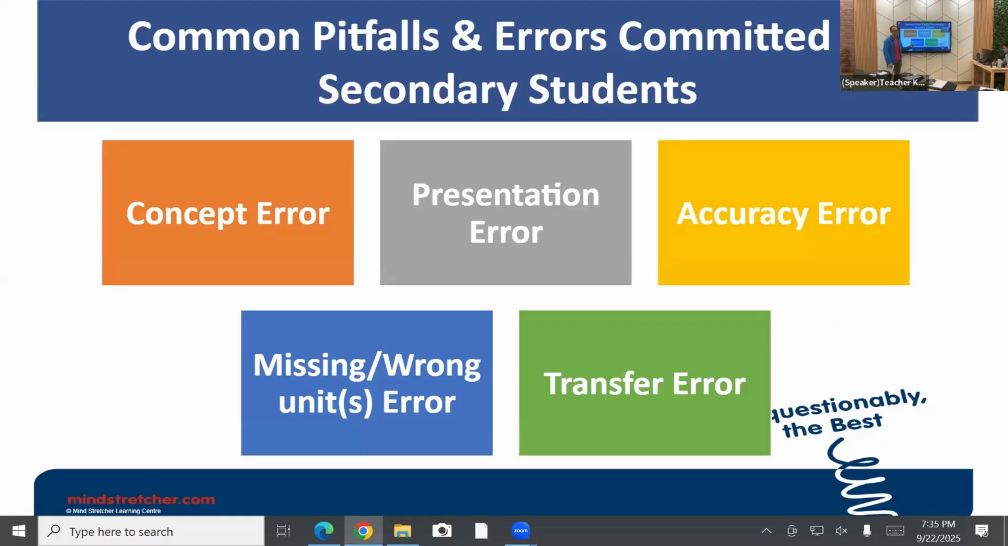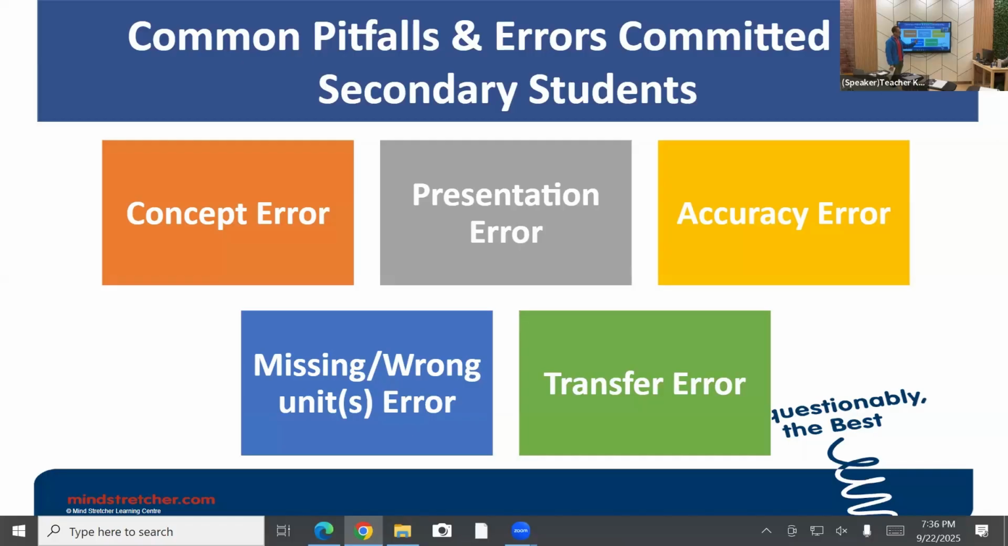Who's the culprit of this? I mean, this one is actually quite common, very, very common. Even for primary school students, the P5, P6 that I taught before, they are also committing this. And then this actually cascades over to secondary level as well, right? And then also another last one is transfer error.